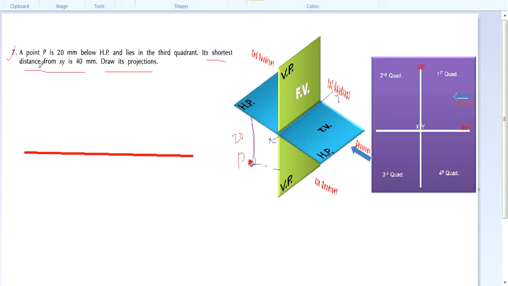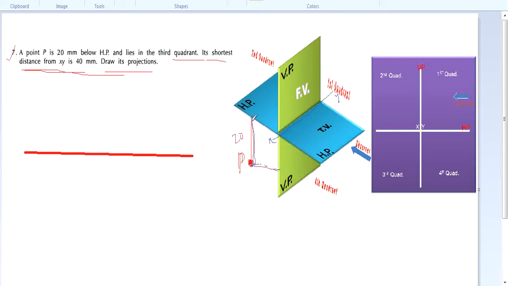Next question. A point P is 20 mm below the HP and lies in the third quadrant. Its shortest distance from XY is 40 mm. Draw its projections. So this point P lies in the third quadrant, which means below the HP and behind the VP.